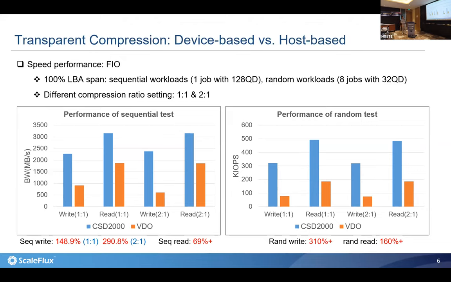From the left figure, we can see that for the sequential case, the performance improvement of CSD2000 is 150% for the sequential write. And when the compression ratio increases to 2:1, the performance improvement is almost 300%. And for sequential read, the performance improvement is almost 70%. And in the right figure, we can see that for random write, the performance improvement of CSD2000 is above 300%. And for random read, the performance improvement is about 150%. So we can see that the performance improvement is significant for device-based transparent compression compared with host-based transparent compression.